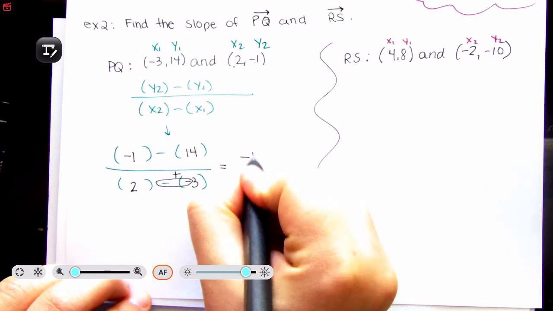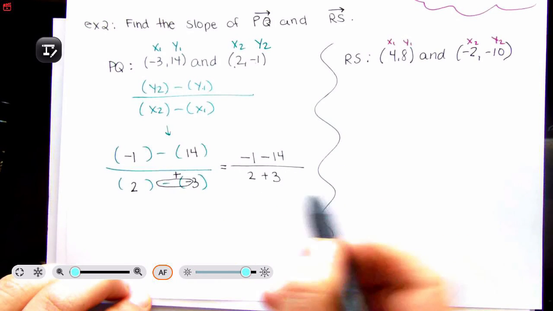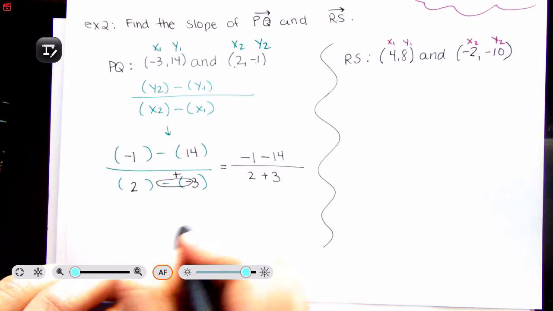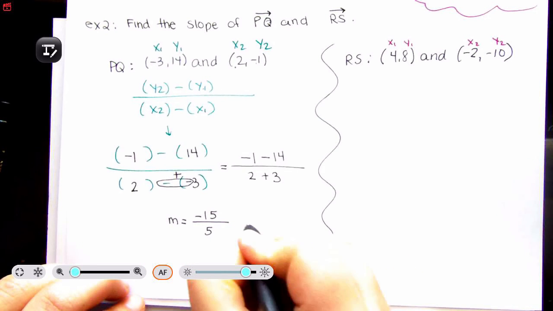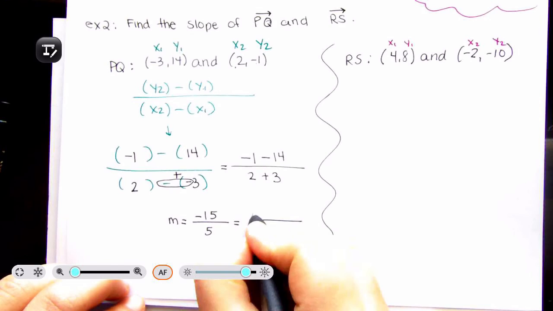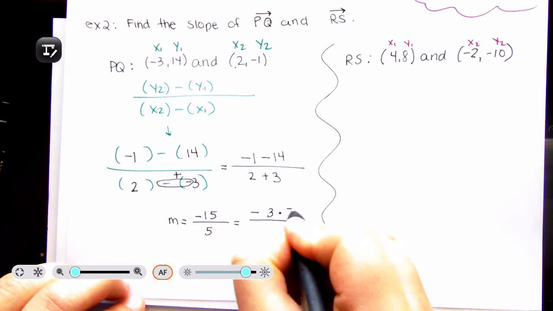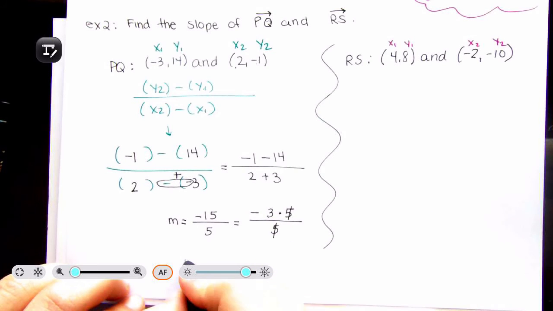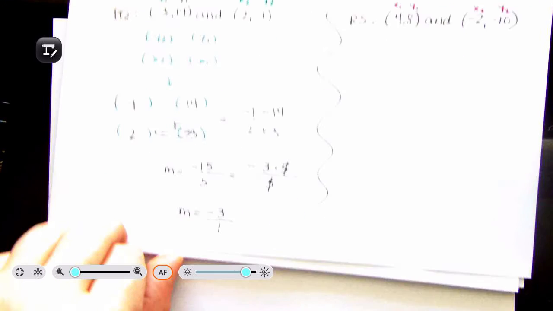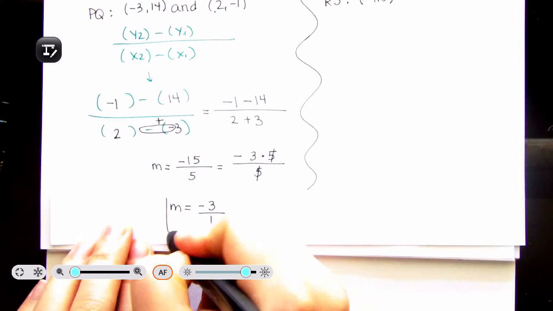So what do we have here? I have -1 minus 14, and I have 2 plus 3. -1 and -14 is -15, and 2 plus 3 is 5. Remember to simplify, and keep your negative if you have a negative. So -15 is 3 times 5, and at the bottom I just have a 5. I have a 5 on top and 5 on the bottom, so we divide that. Our slope is -3. You can put a 1 underneath because we will be checking for the reciprocal, so you would need a fraction. Okay, so that's our first slope.